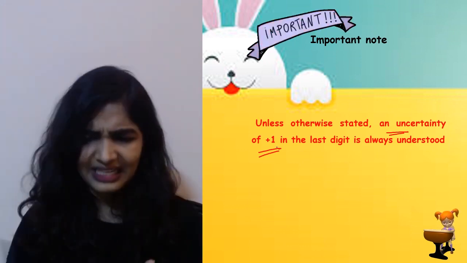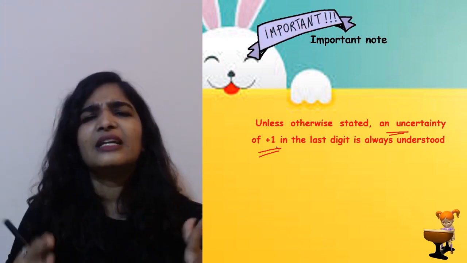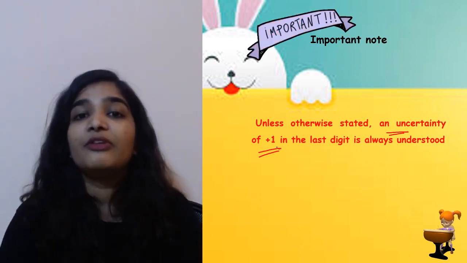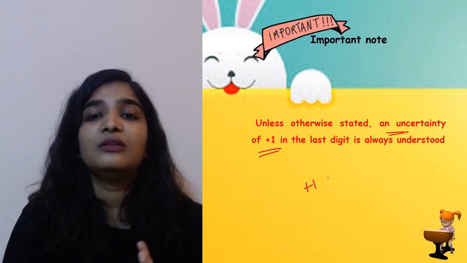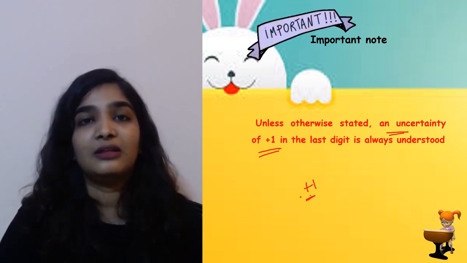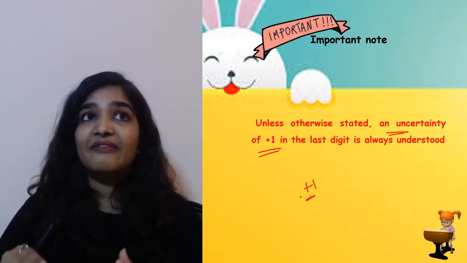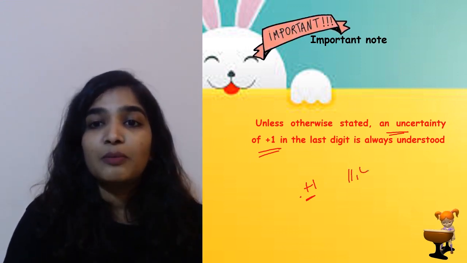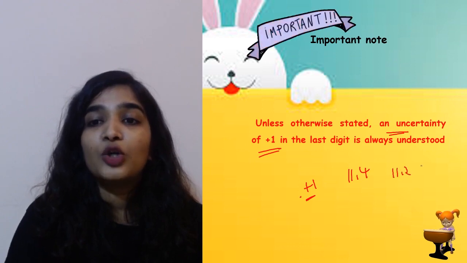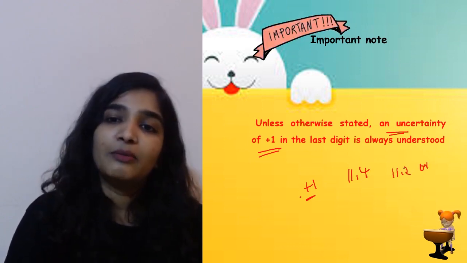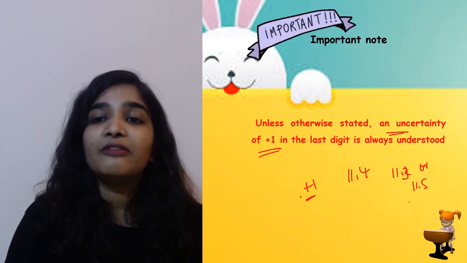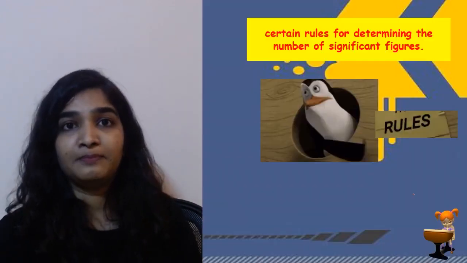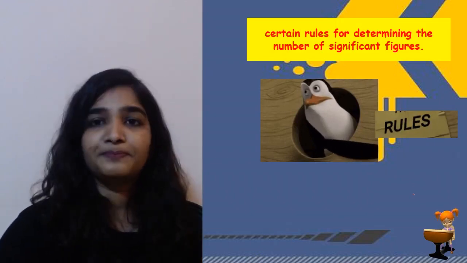So whenever you're writing or stating it, even when we are checking the practicals, we will always allow plus or minus 1. So if the required answer is 11.4, and you are getting 11.2, 11.3, or 11.5, you will get full marks, because there will be an uncertainty of plus or minus 1.